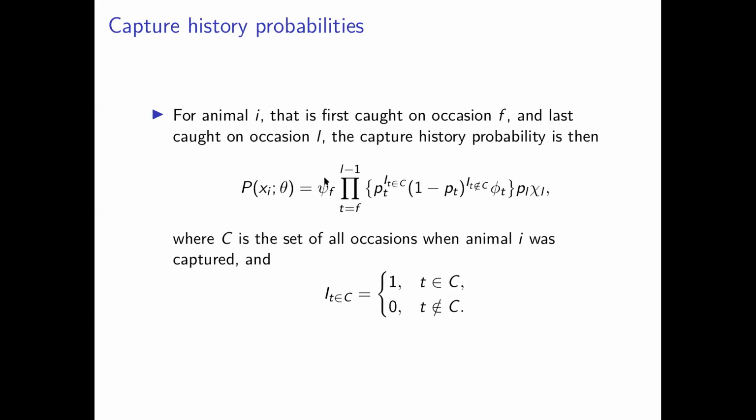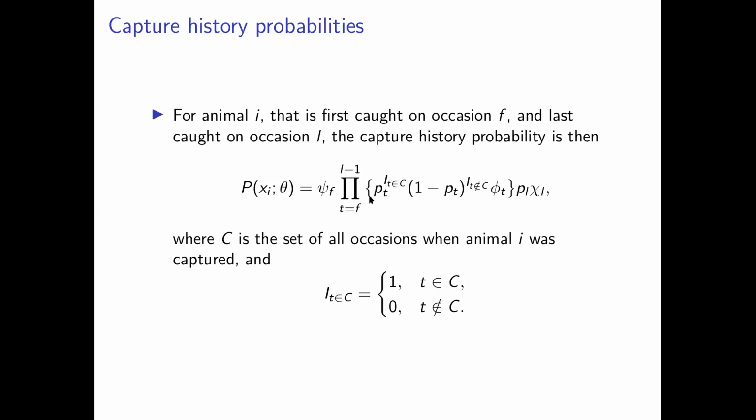Okay, now that we have the probabilities for leading and trailing zeros, we can express the probabilities for the whole capture histories. So for an animal i that's first caught on occasion F and last caught on occasion L, the capture history probability is given by this expression. So here you have your psi F. So this is the joint probability that the animal was never observed before F, because it's first caught on occasion F, but that it is alive in the population at occasion F, because it is caught on occasion F.